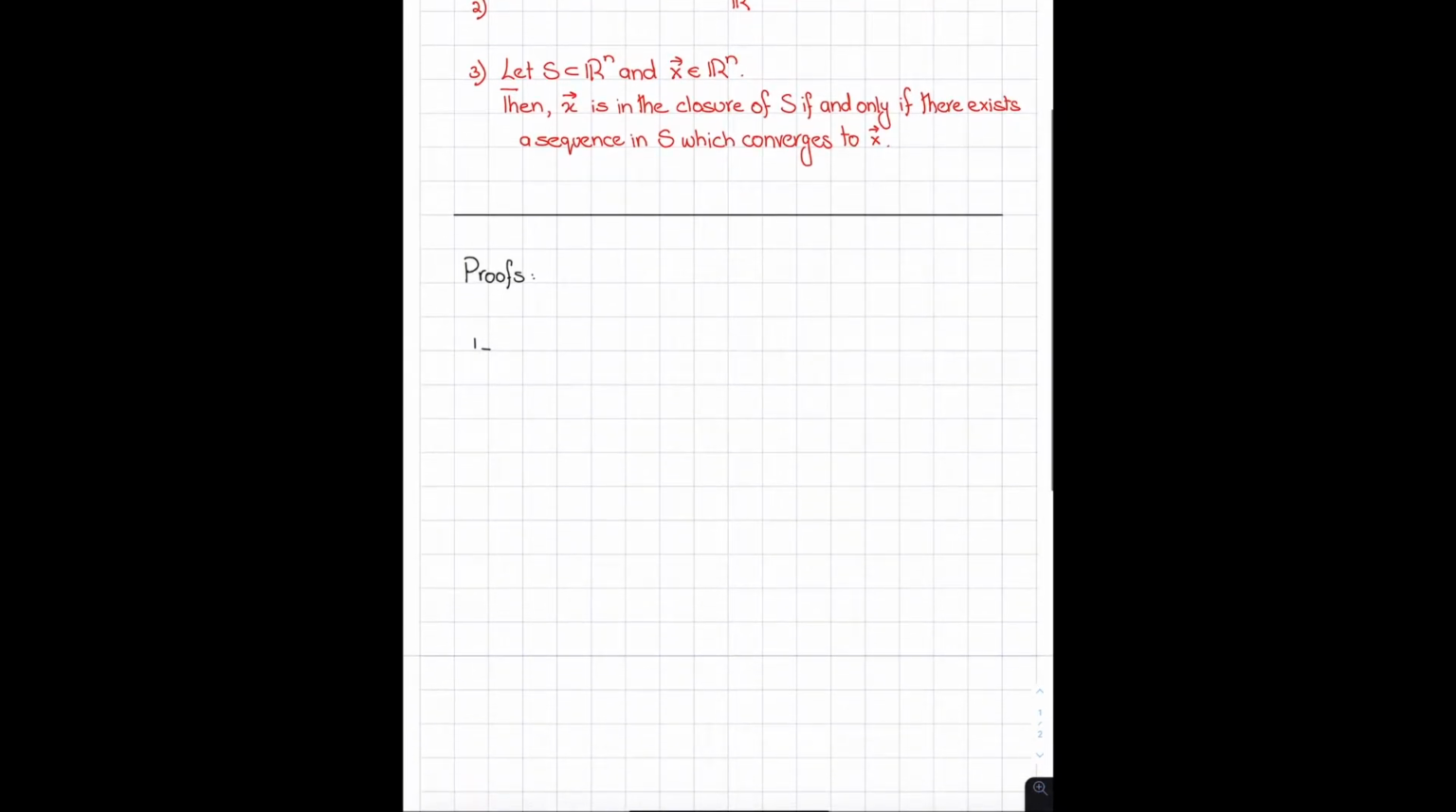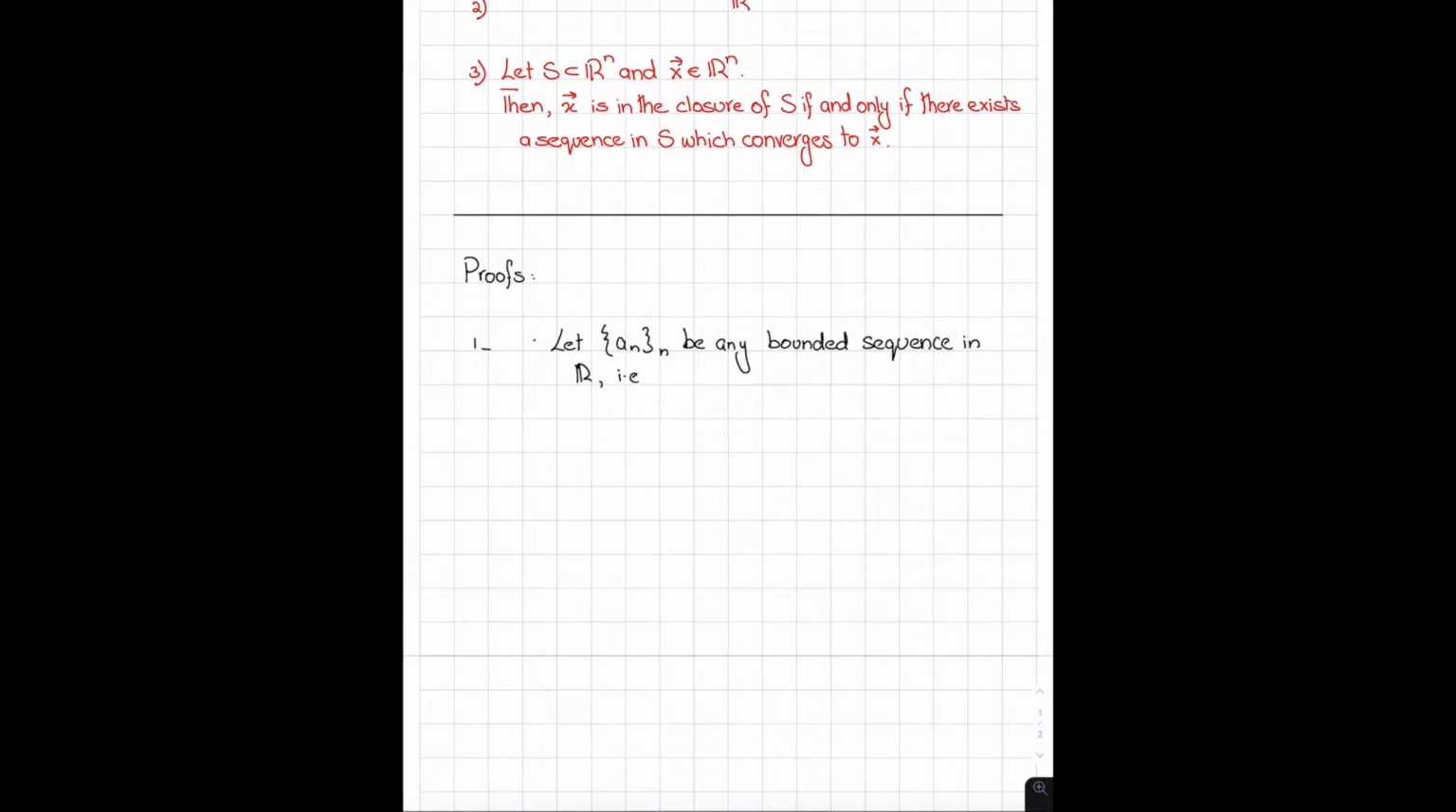So first thing I'm going to note: let a_n, which is a sequence of n, be a bounded sequence, or let's say be any bounded sequence in R.